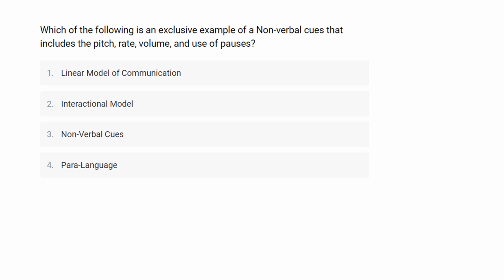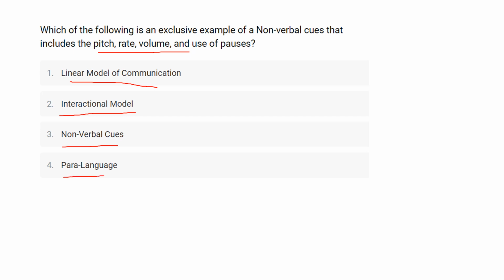Which of the following is an exclusive example of non-verbal clues that include the pitch, rate, volume, and the use of pauses? So here in this question they ask which is an exclusive example of non-verbal clues that include pitch, rate, volume, and the use of pauses. The first option is linear model of communication, second one is interactional model, third one is non-verbal clues, and the last one is paralanguage.